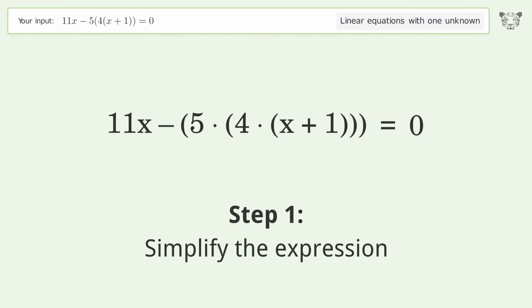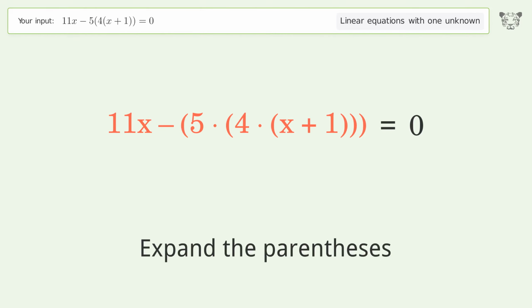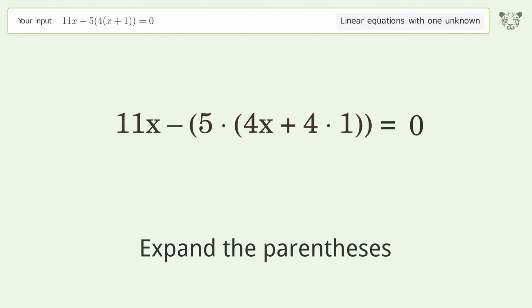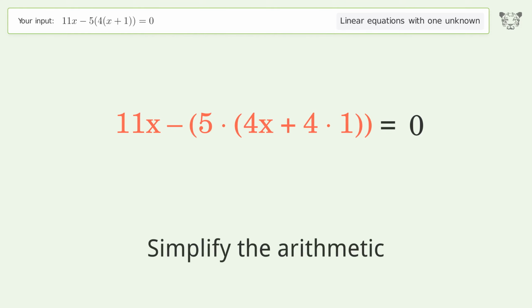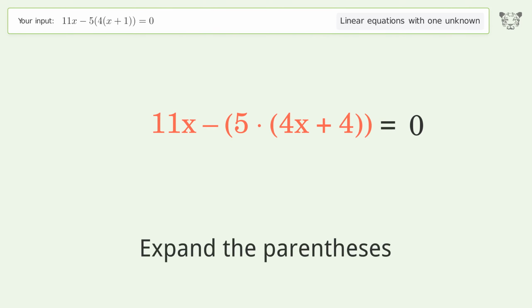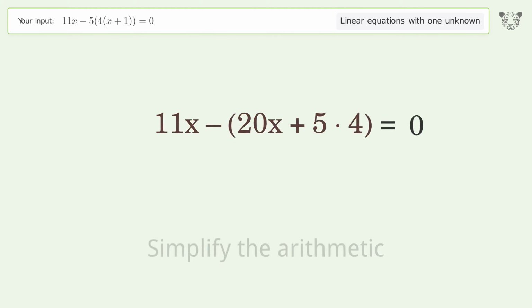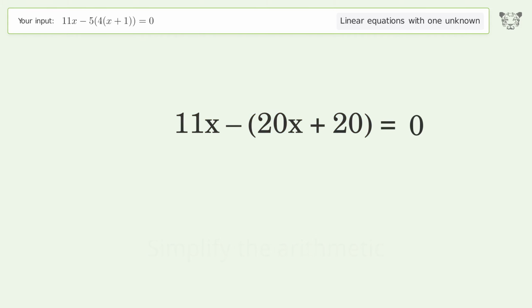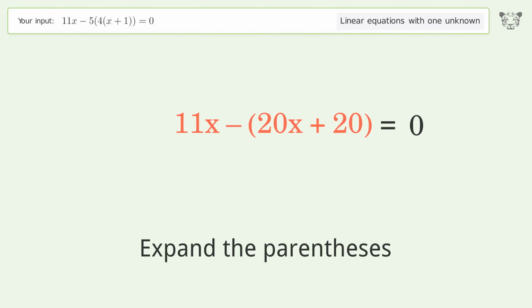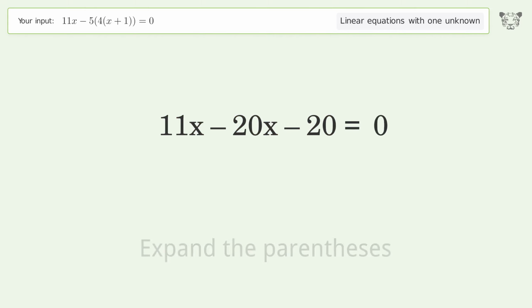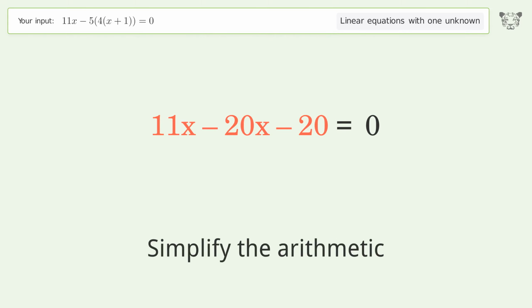Simplify the expression. Expand the parentheses. Simplify the arithmetic. Expand the parentheses. Multiply the coefficients. Simplify the arithmetic. Expand the parentheses. Simplify the arithmetic.